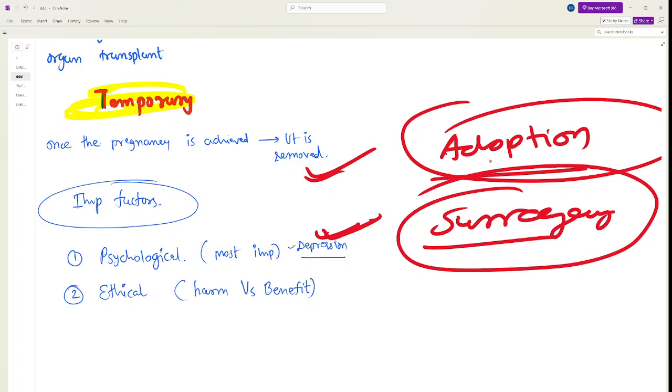So I would say this is all about this video. I think in such a short time you got enough basic information about uterine transplant. I hope we'll make a detailed video on that in the future.